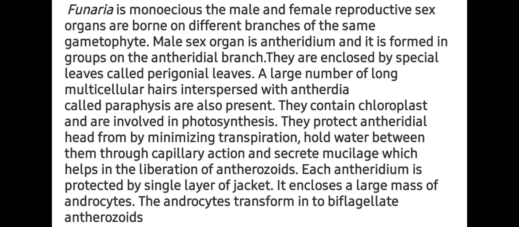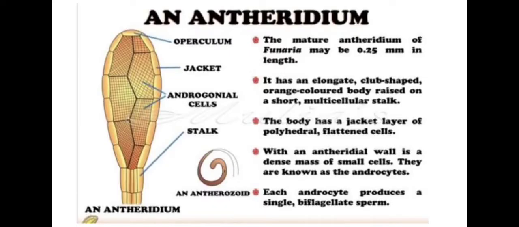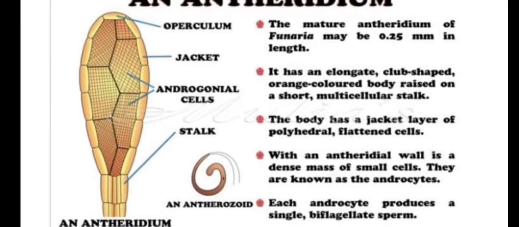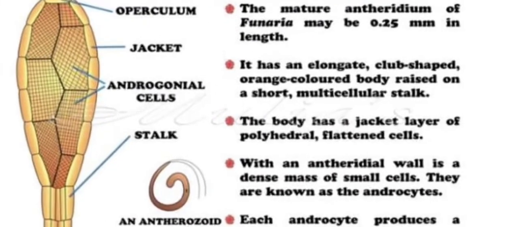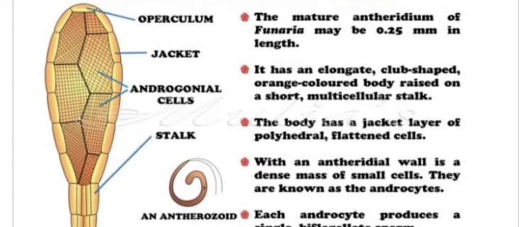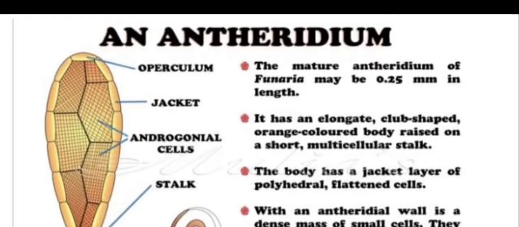Each antheridium is protected by a single layer of jacket. It encloses a large mass of androcytes. Androcytes transform into biflagellate anthrazoids. So you can see the structure of a mature antheridium in this slide, and it consists of jacket, androgonial cells as well as stalk, and at maturity it liberates biflagellated, highly coiled anthrazoids.